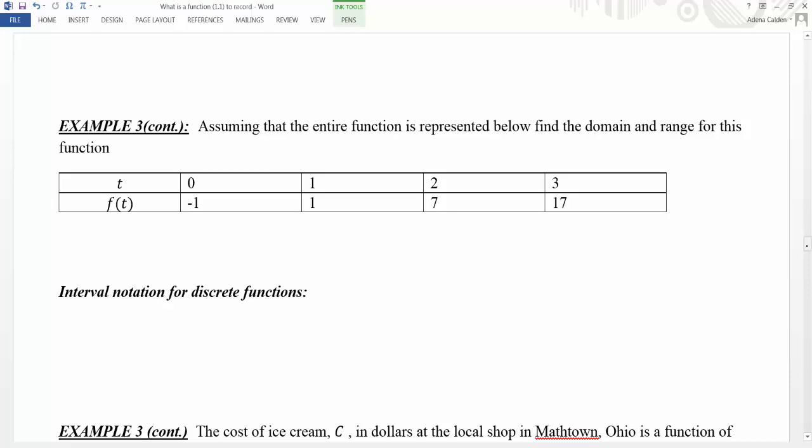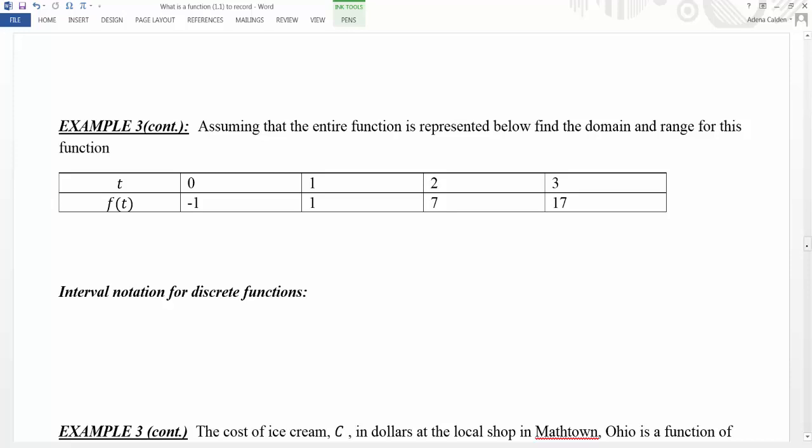And that's -1, 1, 7, and 17. So what I need to do is think about how I'm going to represent this. So we have a little bit different notation when we talk about discrete functions. So for discrete functions, we're going to use curly brackets, and we're going to list the values that these things can take on.